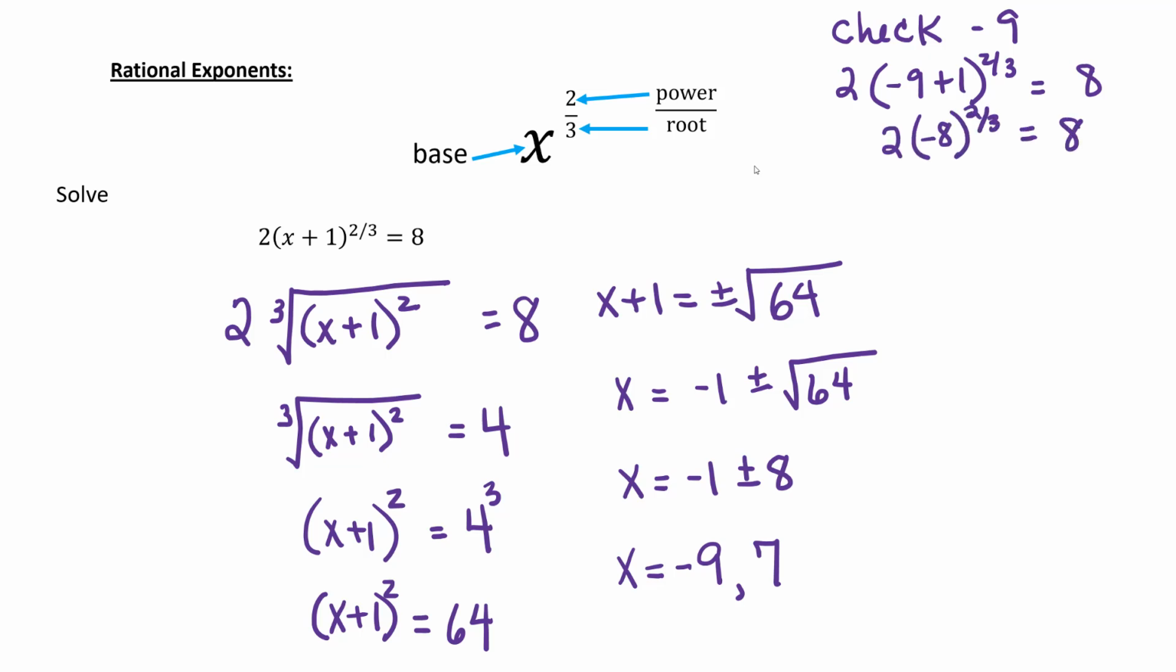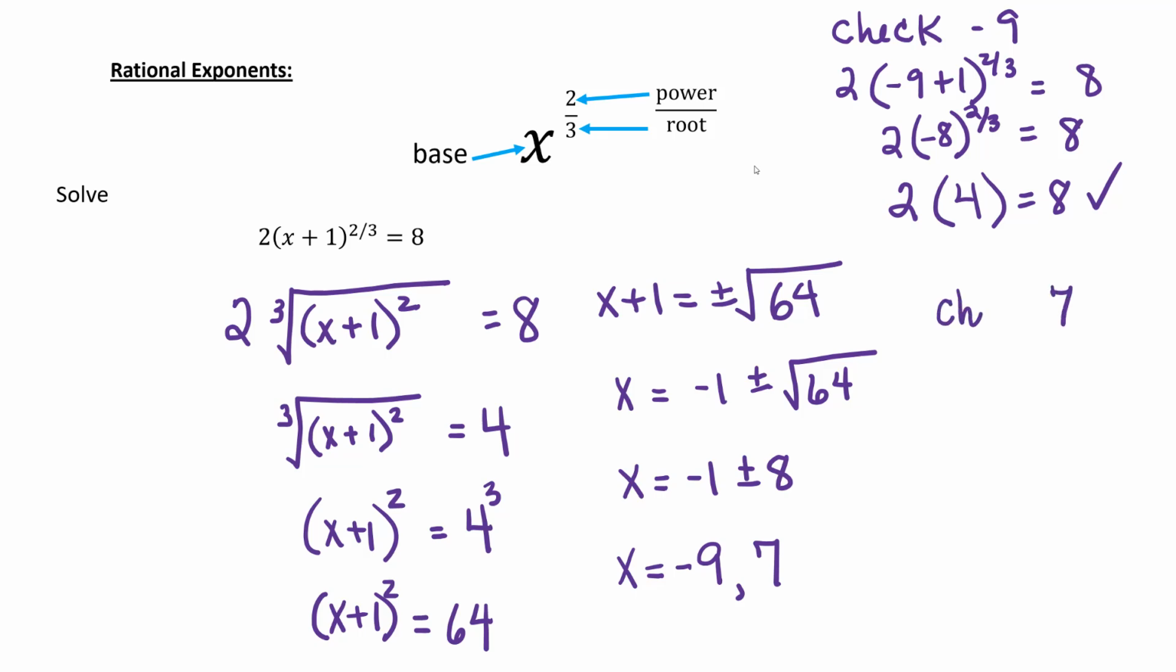And that would be 2 times negative 8 to the 2/3 equals 8. So 2 times cube root of negative 8 is 2. And then you square that and you get 4. So 2 times 4 does equal 8. So negative 9 is a solution.